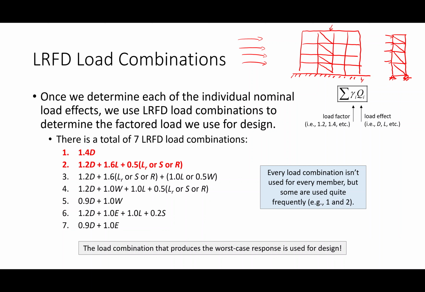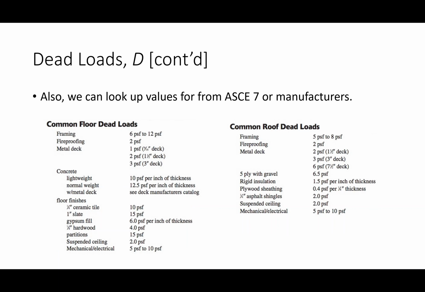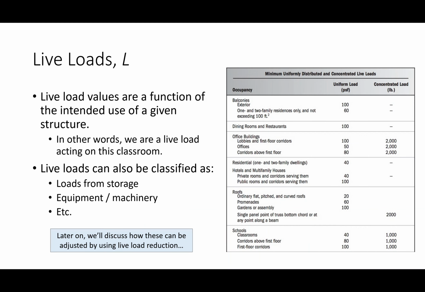So if we only consider dead load and live load, if that's all we consider, okay? So we have this load combination. Let's take a look at this load combination: 1.2 dead plus 1.6 live. So let's say this beam only has two loads on it, dead and live. Why do you think the load factor for the live load is 1.6 and the dead load is 1.2? Why is the load factor for live loads higher than that for dead loads?